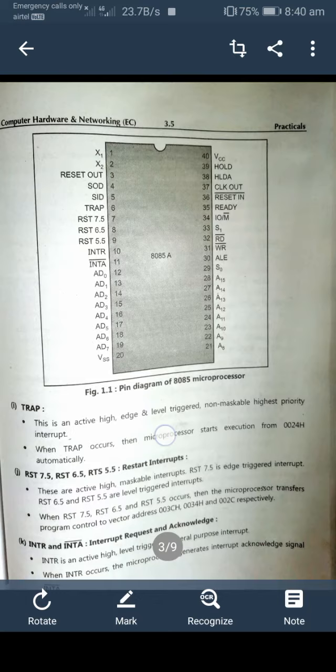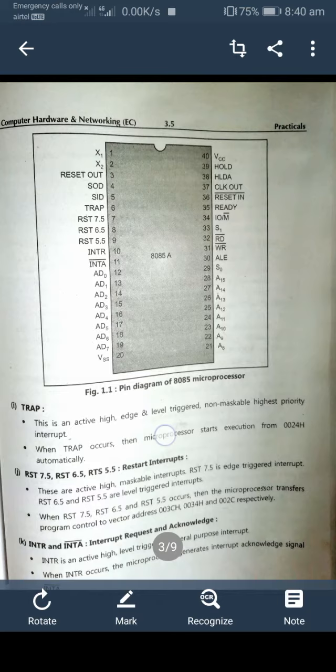RST 7.5, RST 6.5, RST 5.5 restart interrupts. These are active high maskable interrupts. RST 7.5 is an edge triggered interrupt. RST 6.5 and RST 5.5 are level triggered interrupts. When RST 7.5, RST 6.5 and RST 5.5 occur, the microprocessor transfers program control to vector addresses 003CH, 0034H and 002CH respectively.